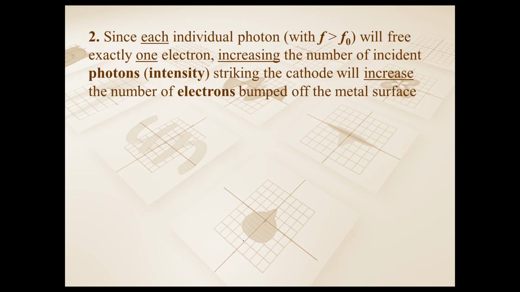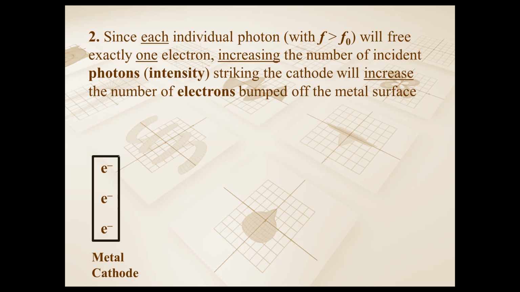Observation 2. Since each individual photon frees exactly one electron, and again, we're going to assume our photons now have a frequency above the threshold frequency, increasing the number of incident photons striking the cathode will increase the number of electrons bumped off the metal surface. Here's where you have to use the photon model of light to explain why you're going to have a larger current. Let's say that I just fired a single photon of light at this surface.